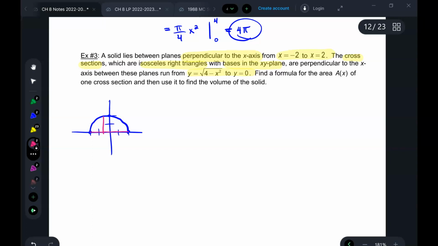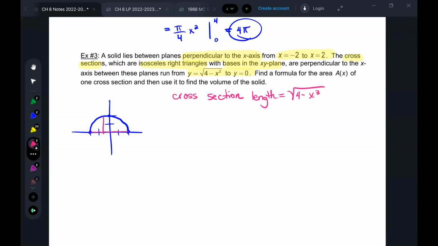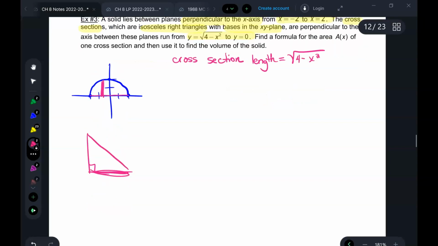So here, you're picturing the cross-section length, which is just going to be the square root of 4 minus x squared, minus 0. Now imagine an isosceles right triangle with this base the same as this base. So that is the square root of 4 minus x squared. Well, if it's isosceles, the base and the height are the same, so this is going to be the square root of 4 minus x squared as well.